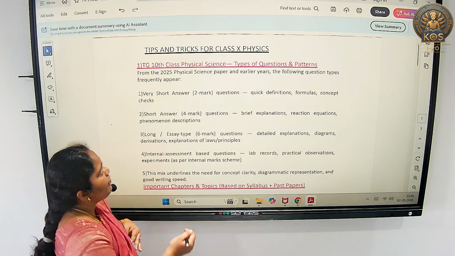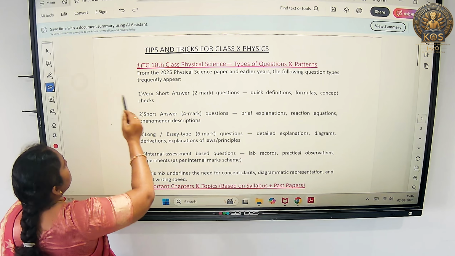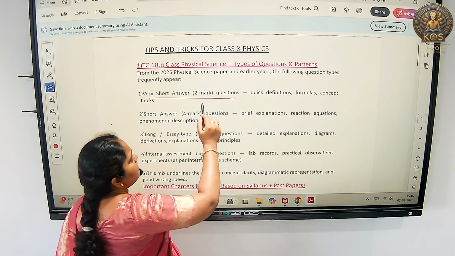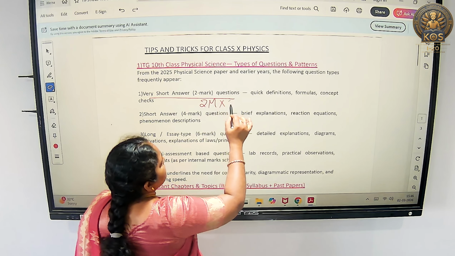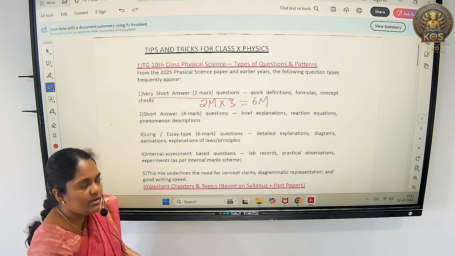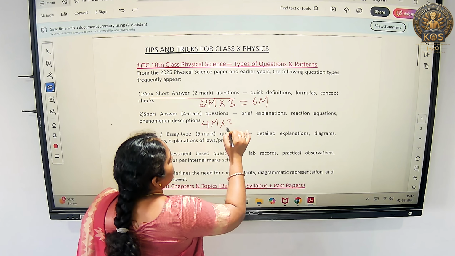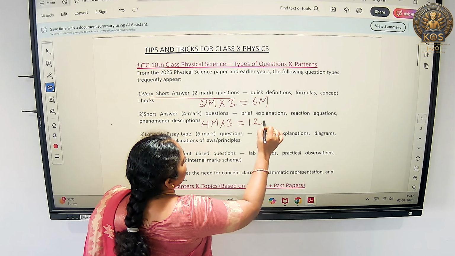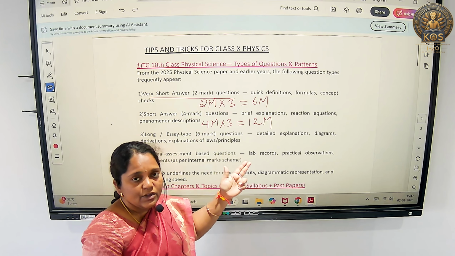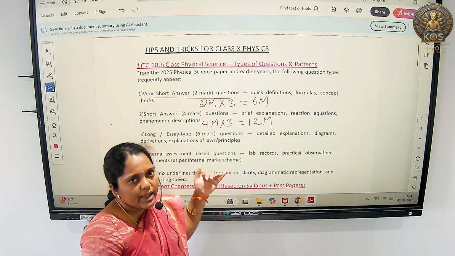Now coming to the first very important thing, the question paper. We have very short answers for 2 marks, which have 3 questions, each of 2 marks, 6 marks in total. Now coming to 4 marks, we have 3 questions, each of 4 marks, 12 marks in total. In both bits we don't have any choice, so we have to answer 3 out of 3 in the first one and the second one.